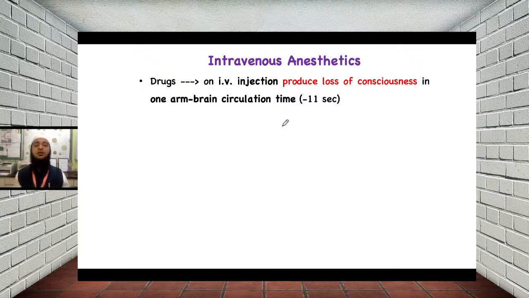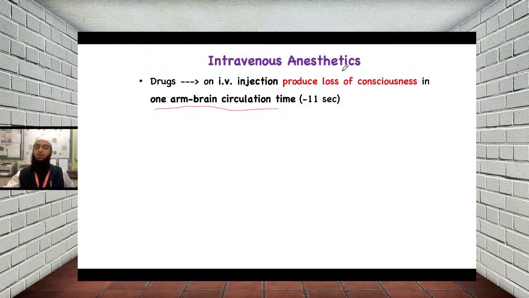Okay, but not all drugs are called intravenous anesthetics. Only those drugs which have very quick action. Now look at this definition of one arm brain circulation time. The drug which, on IV injection, produces loss of consciousness in one arm brain circulation time, that is 11 seconds, is called an intravenous anesthetic.